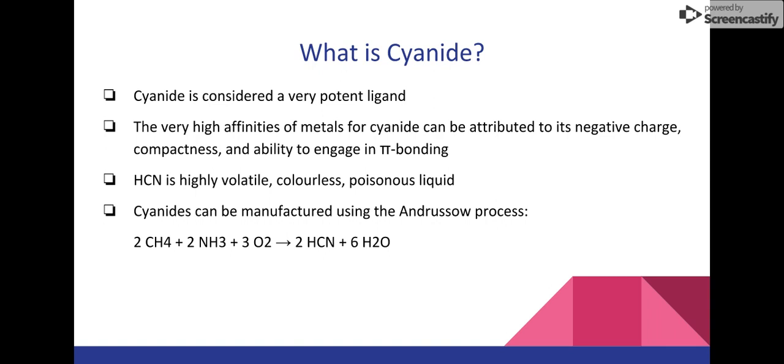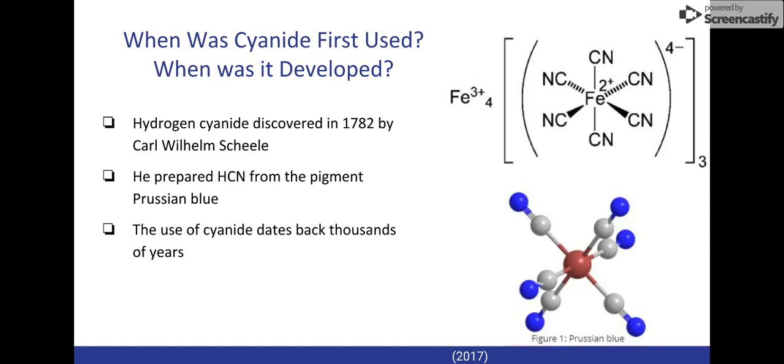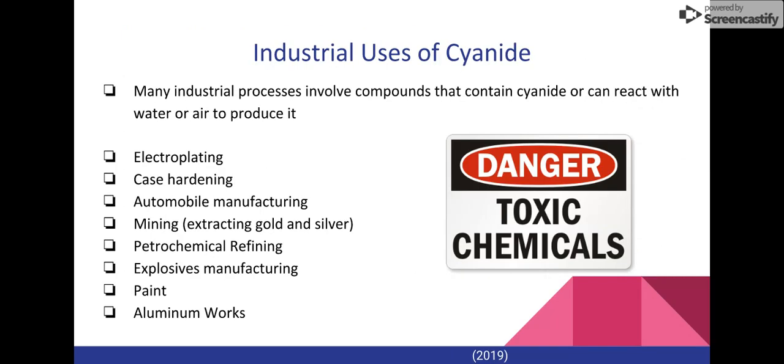High affinities of metals for cyanide relate to its negative charge, compactness, and ability to engage in pi bonding, which is a covalent bond formed between two neighboring atoms' unbonded p orbitals. Hydrogen cyanide was discovered in 1782 by Swedish chemist Carl Wilhelm Scheele, who prepared it from a dye used for the uniforms of the Prussian army. Cyanide, as a poison, dates back thousands of years to the Roman Empire when Nero used a naturally occurring form to poison his enemies.